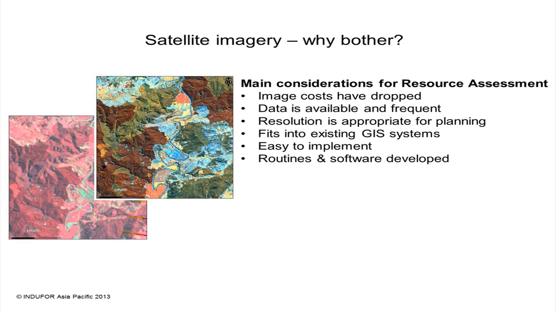So maybe to start with, we could cover off a little bit about satellite imagery in terms of where it's come from and where it's going, and maybe why, as a business, you should consider the use of satellite imagery to monitor plantation resources or just resources in general. One of the main considerations is that image costs have dropped quite dramatically, and now you're able to acquire data quite frequently.